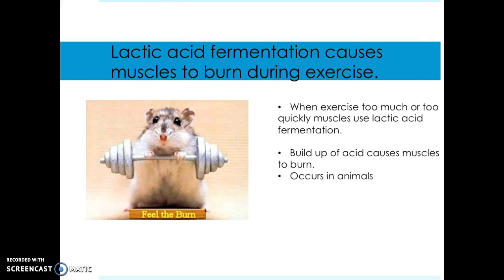And this basically happens because when you're working out too fast or too long, your body runs out of oxygen. So in order to get the muscles the oxygen it needs, it undergoes fermentation until your body can catch up and produce ATP through cellular respiration.